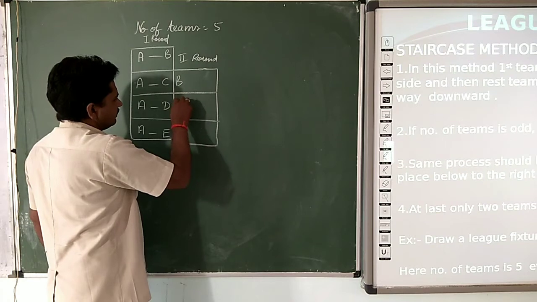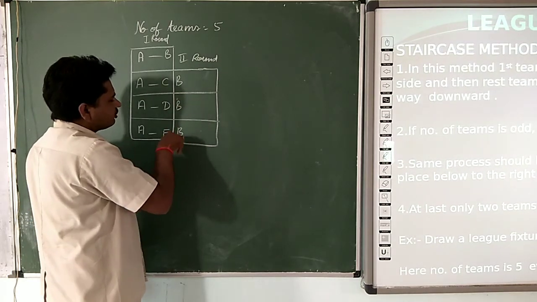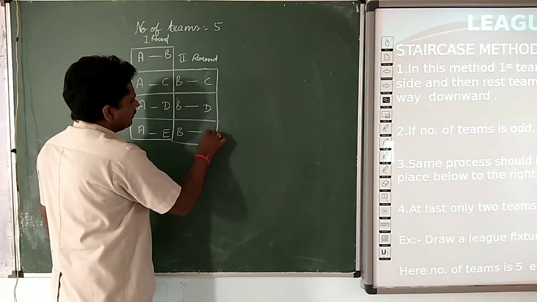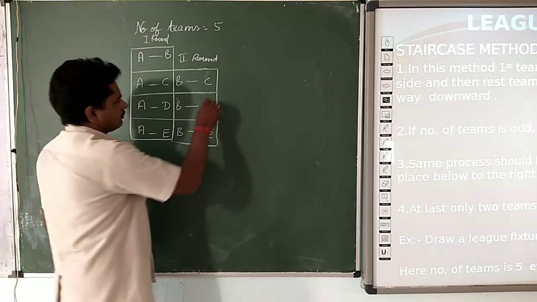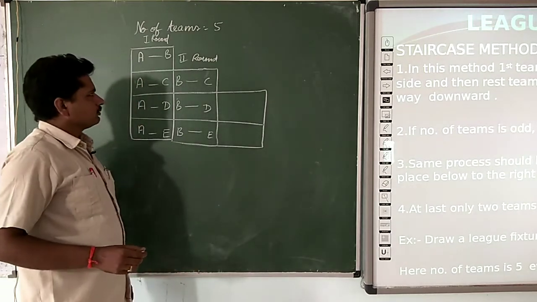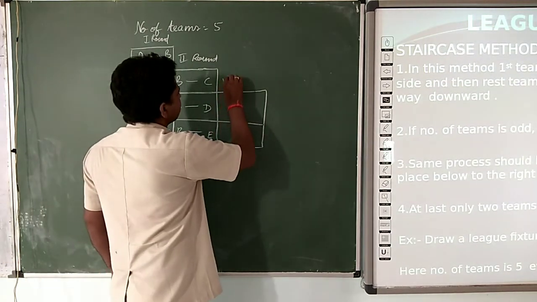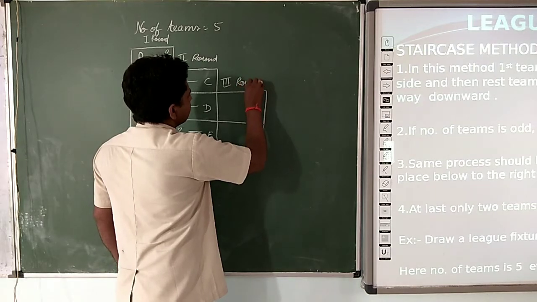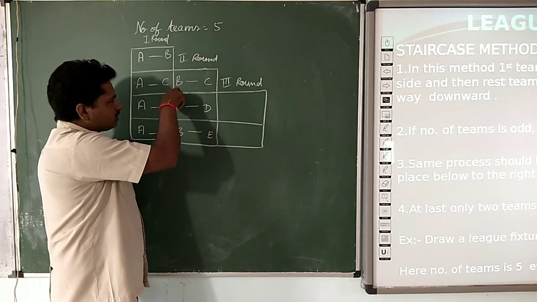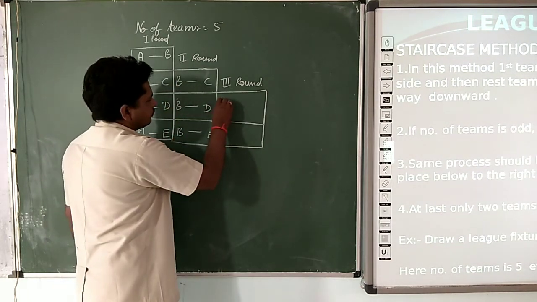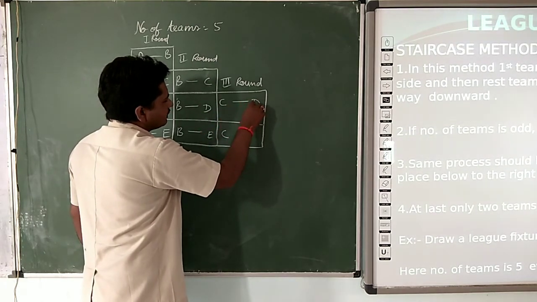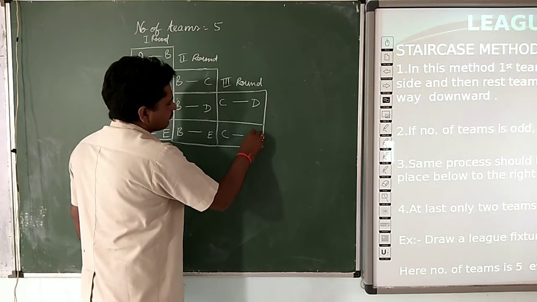In the same procedure, at every place we arrange team B and then it has to play with C, with D and with E. I think now you can guess what should be our next action for the third round. Definitely we remove team B and its place is taken by team C. So here team C should be written 2 times and C has to play with D and E.